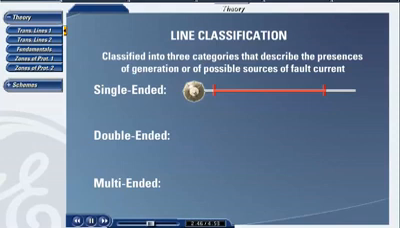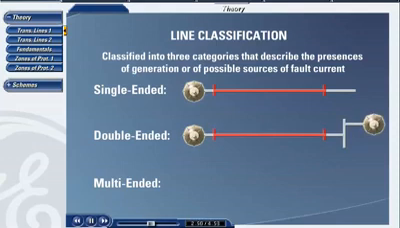A double-ended line has only two boundaries, each of which can have a source of fault current available. This type of line is used to deliver power usually in different directions at different times. If a fault occurs on this transmission line, current will be fed to the fault from two locations.